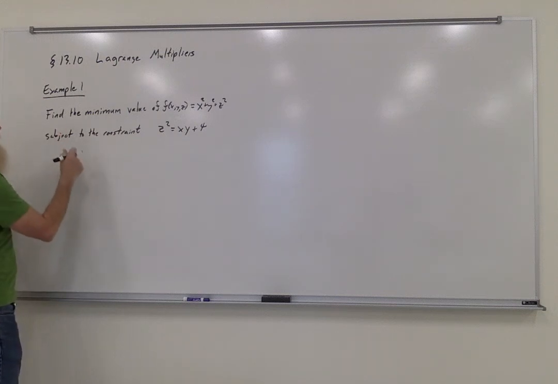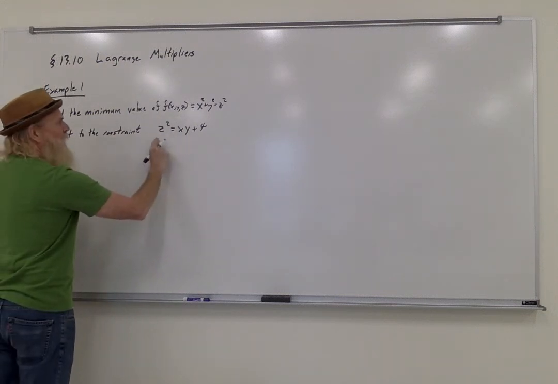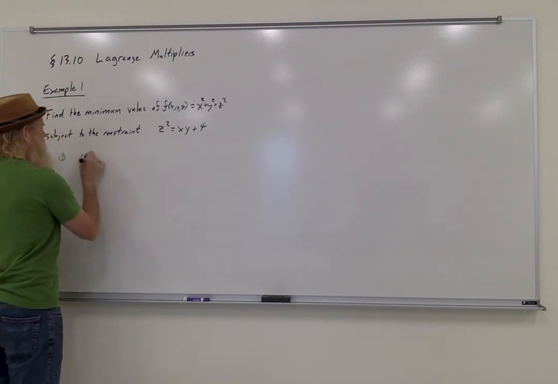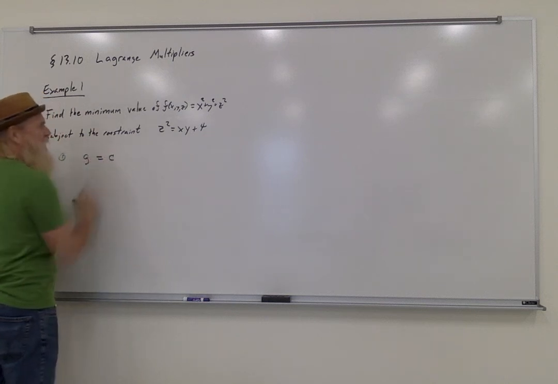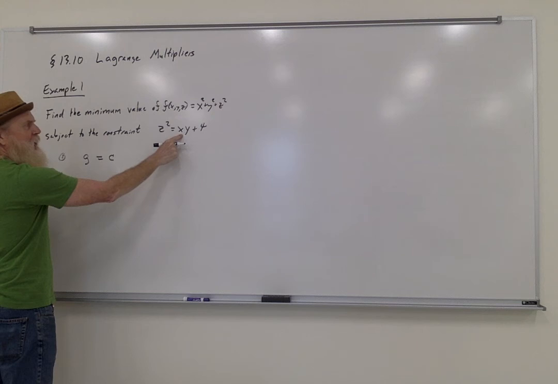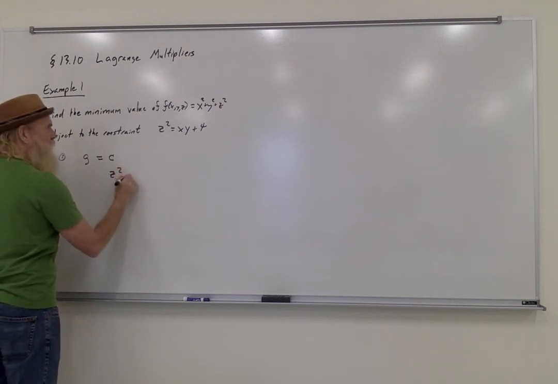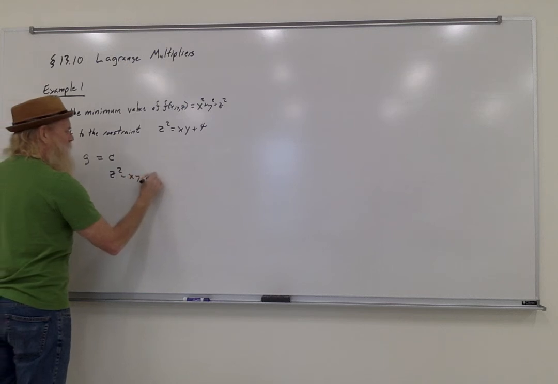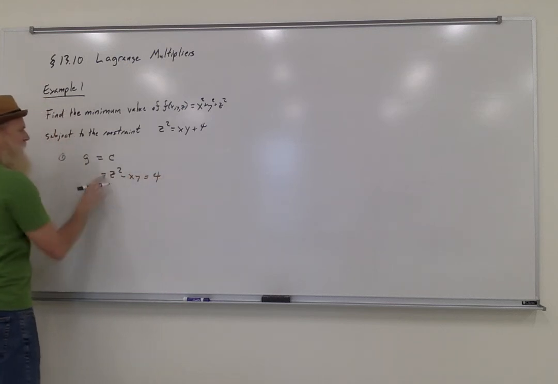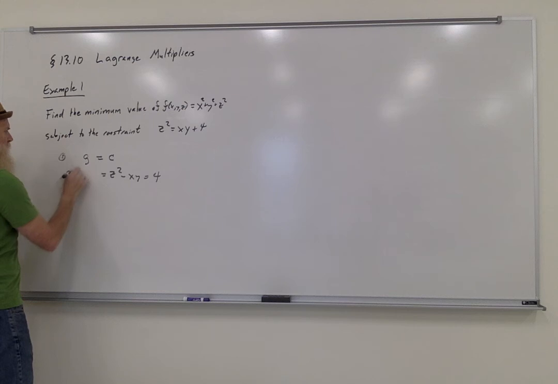The first step in solving the Lagrange multiplier problem is to rewrite the constraint in the form g equals a constant. So I can do that here by subtracting xy from each side. So I have z squared minus xy equals 4. And then the left side of this equation becomes my function g of x, y, and z.